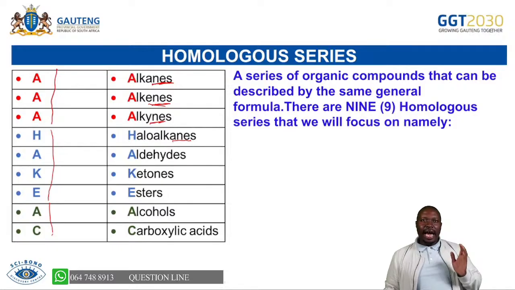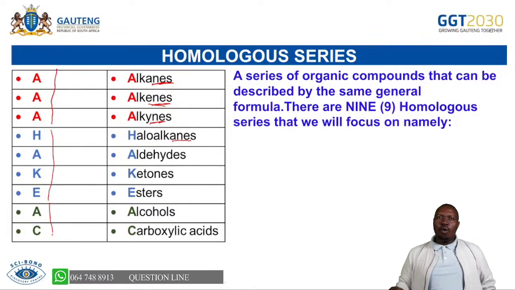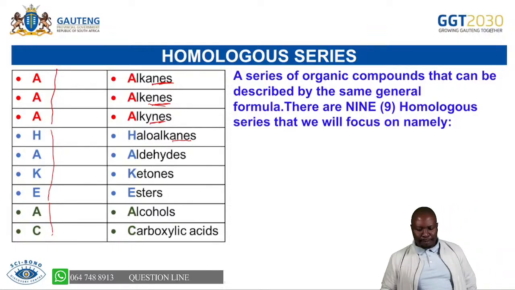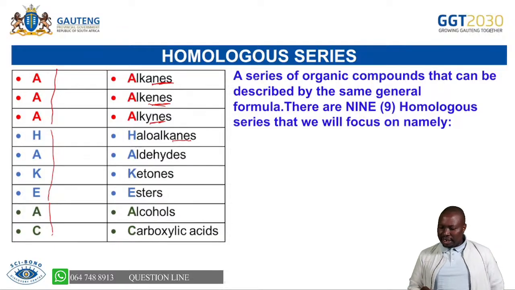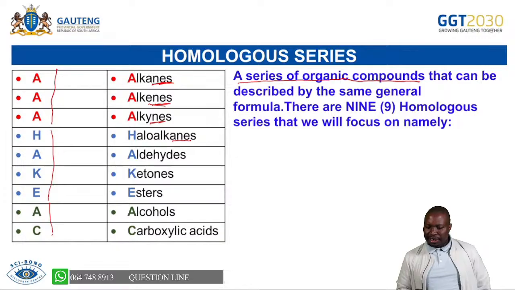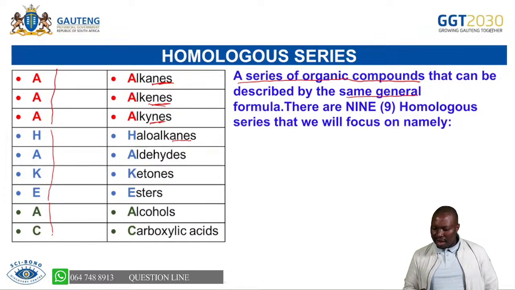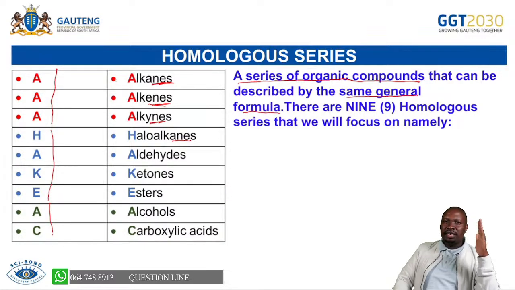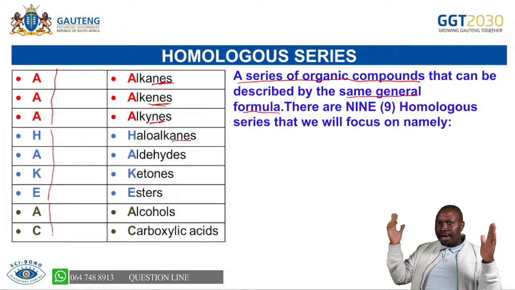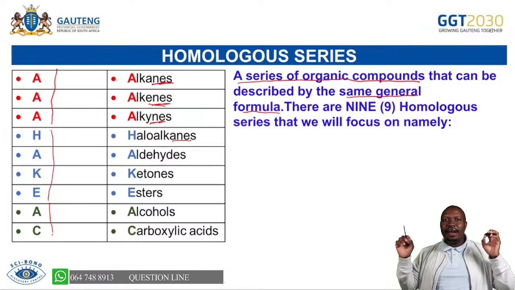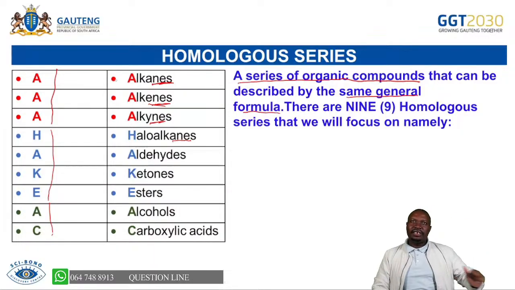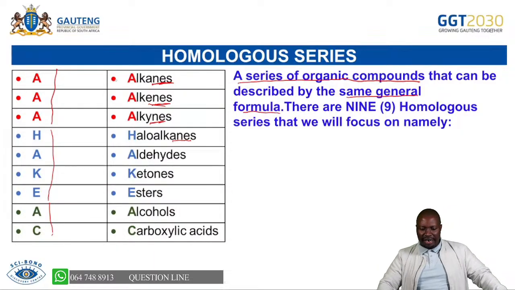So we are saying 9 homologous series. Maybe you are asking yourself, what are these homologous series? By definition, a homologous series is a series of organic molecules or compounds that can be described by the same general formula. It means all alkanes, irrespective of how long they are. Remember, we said we go from alkanes with 1 carbon to alkanes with 8 carbons, and all of them have the same general formula. All alkanes have the same general formula. So it's important that you have that understanding.